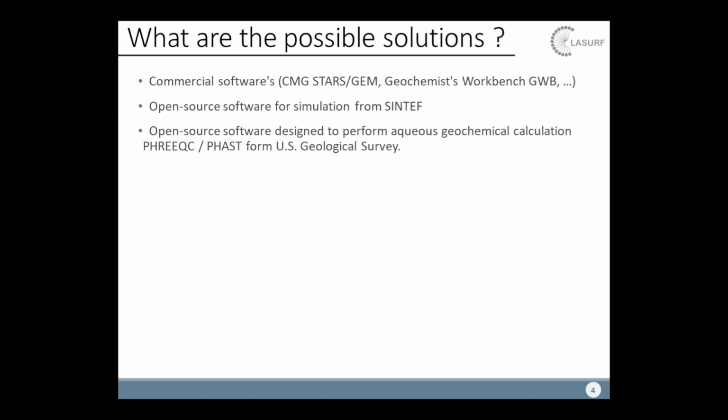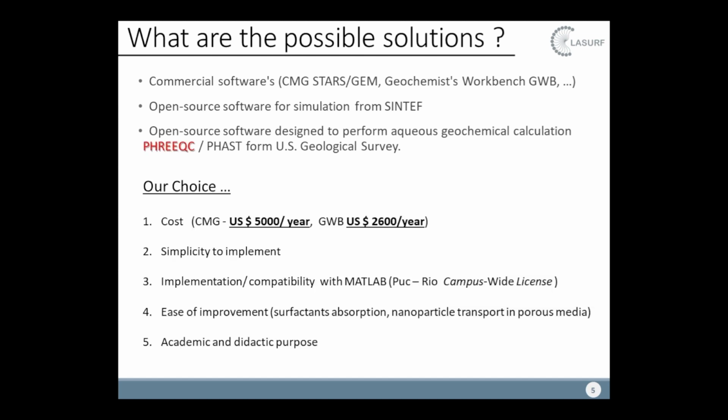So why are we trying to solve this kind of problem? We already have a lot of solutions in the market. We have commercial simulators, like GEM, STARS, and Petrel Workbench. We have open-source tools, like OpenPorousMedia and the storage medium from SINTEF. And we have another kind of software developed just for chemical equilibrium. Our choice was to use PHREEQC, and I will tell you why.